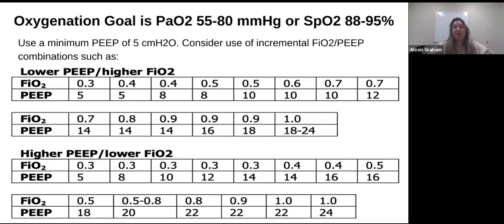This is just the oxygenation goal. I just wanted to throw this in here. I got this from the ARDSNet website. So the oxygenation goal is PaO2 of 55 to 80 or SpO2 of 88 to 95%. You're going to use a minimum PEEP of 5 centimeters water pressure and consider incremental FiO2/PEEP combinations, such as either a lower PEEP and higher FiO2 or a higher PEEP and lower FiO2, as we are showing in these graphs right here.